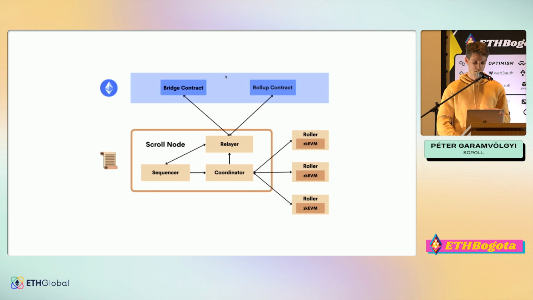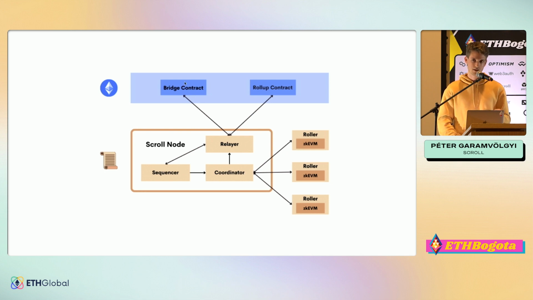And the two main components there are the rollup contract and the bridge contract. The rollup contract is basically maintaining the state of the layer 2 chain. It maintains the data from the layer 2 chain, that's the data availability, the content of the data availability. And it also receives the zero-knowledge proofs and maintains the state root of the layer 2 chain.